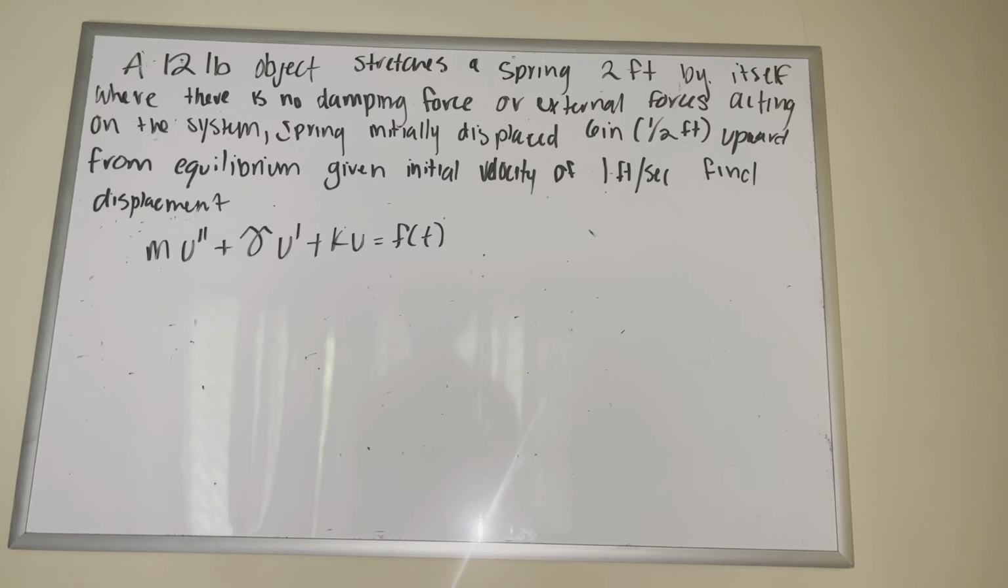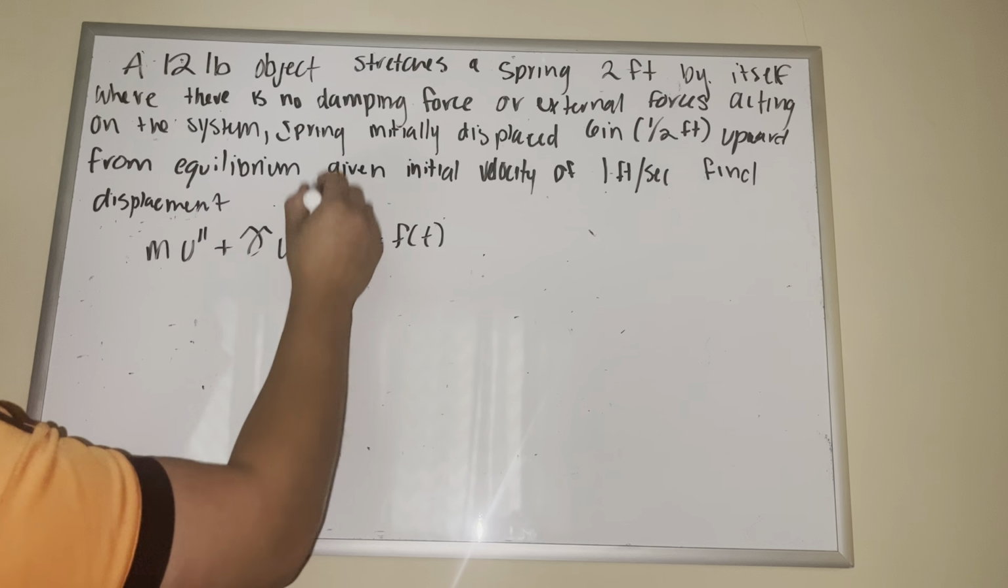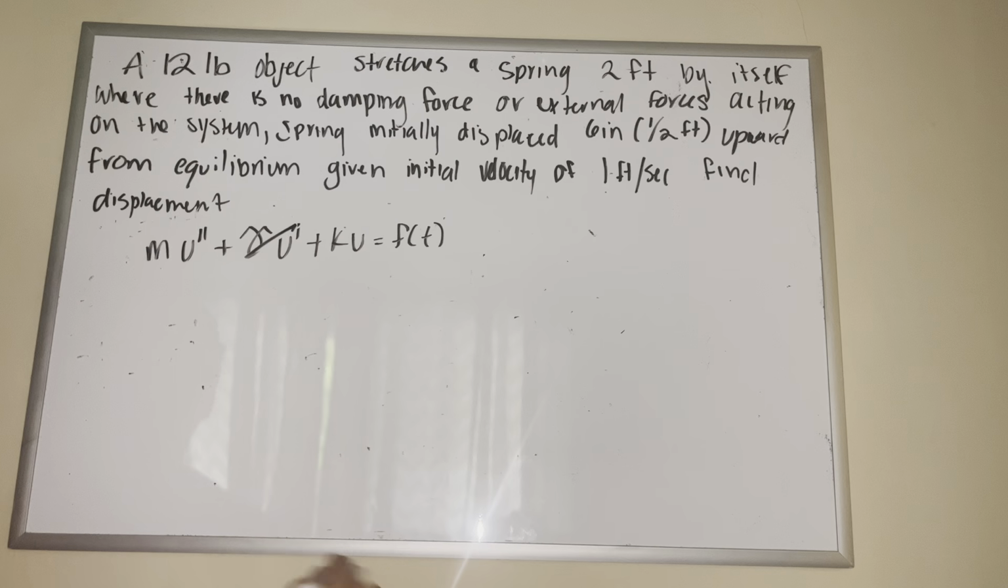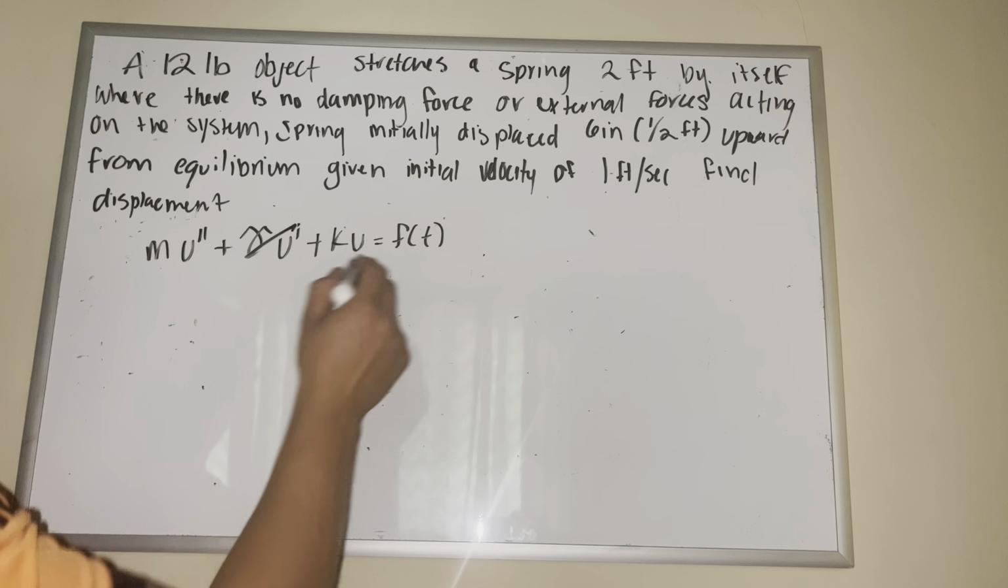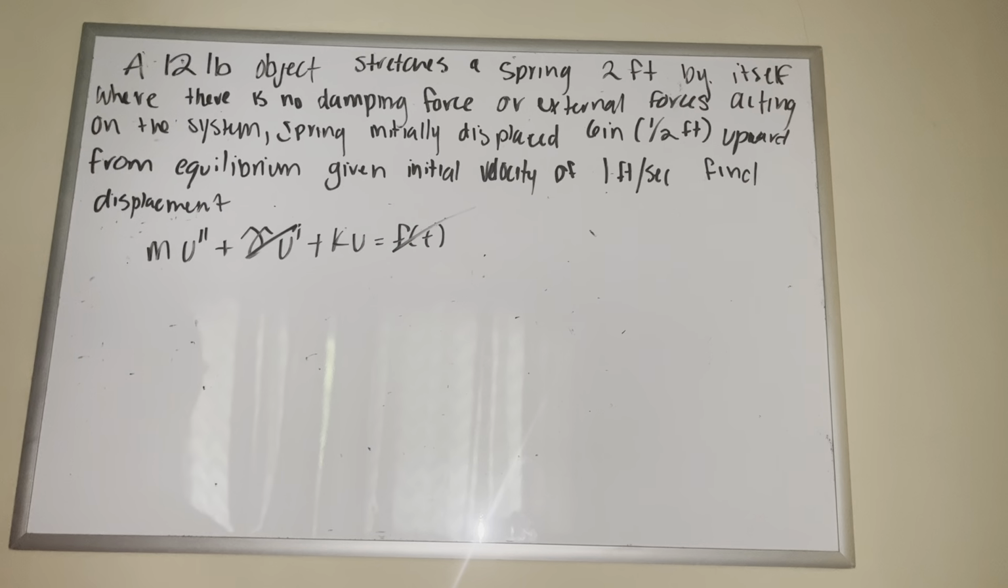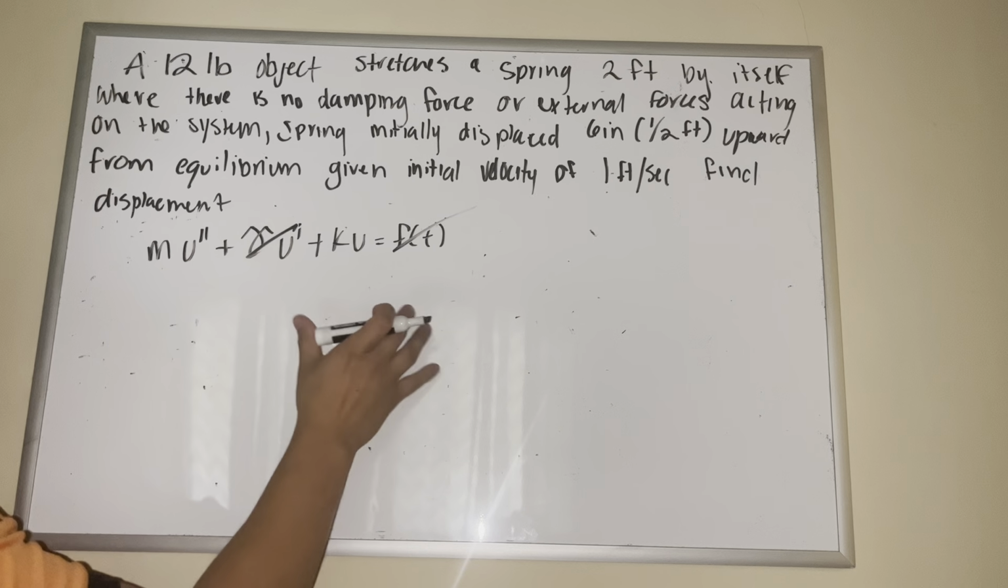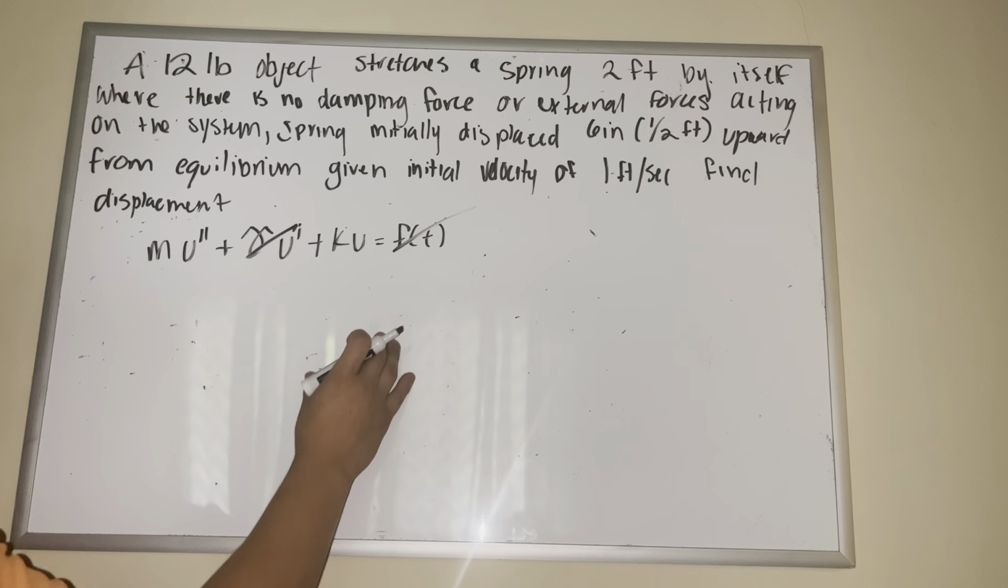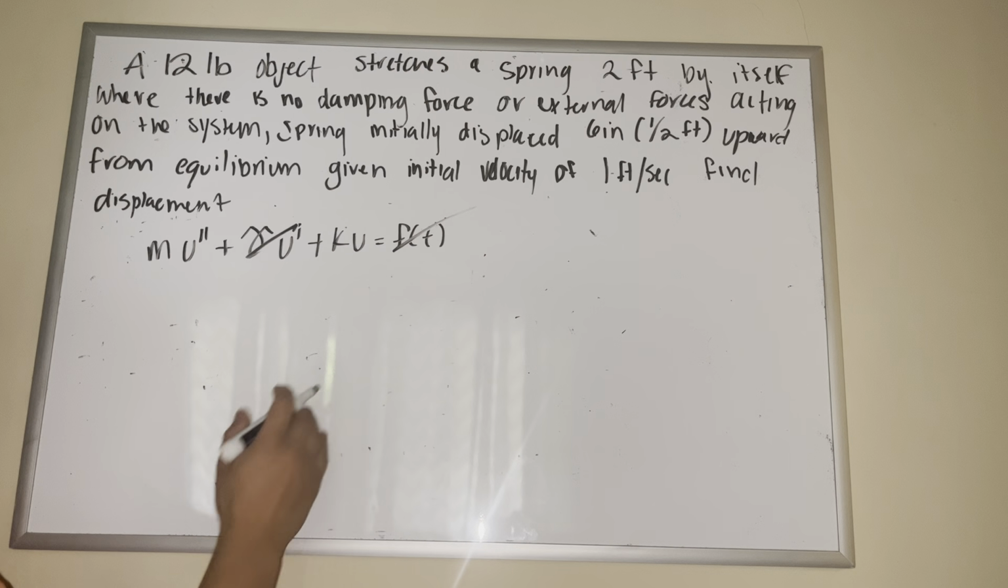So first, we're going to begin by setting up the initial value problem. We were given that there is no damping force, and there are no external forces acting on the system. So we're left with m u double prime plus k u is equal to 0.